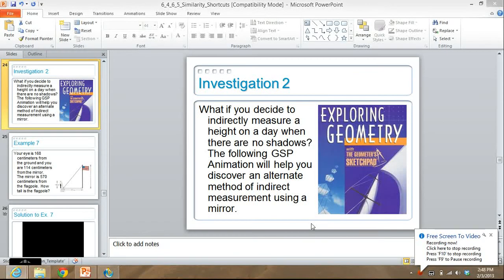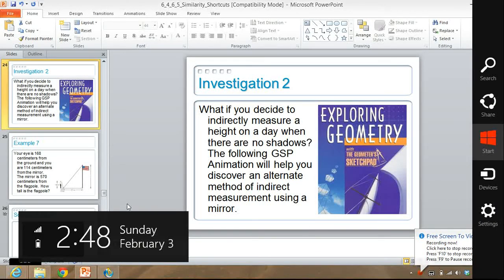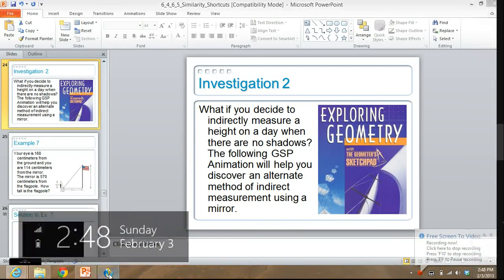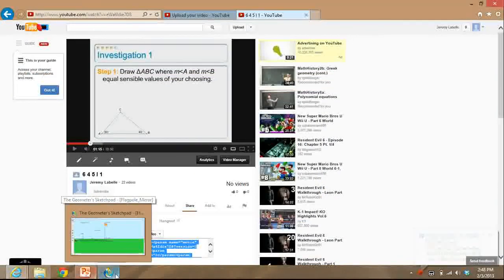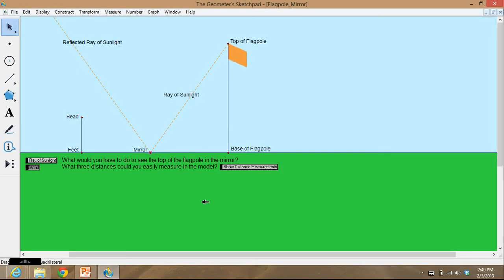And so what if there's another little ingenious way that can help you do that, and you just need a mirror and a short measuring tool of some kind, and then you can measure skyscrapers if you like, as long as you have the space to do it. So you can go into Geometry Sketchpad, but I got a copy of it right here pulled up, and so here it is right here.